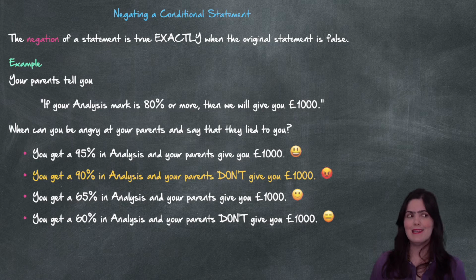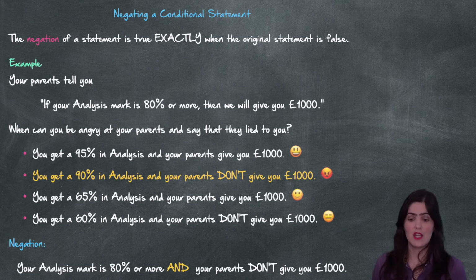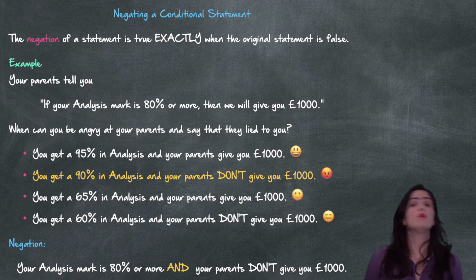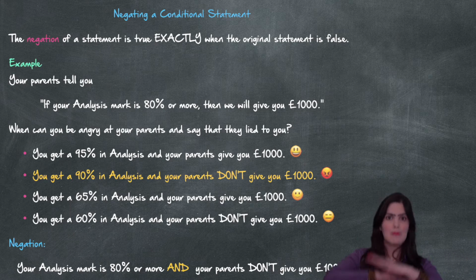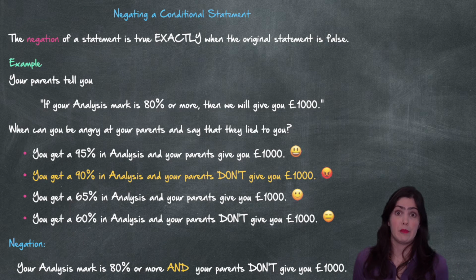And that gives you an idea of how to negate the statement. So the negation of the statement is that your analysis mark is 80% or more and your parents don't give you their £1,000. It encapsulates all the cases when you are allowed to be angry at your parents. Okay, very good.